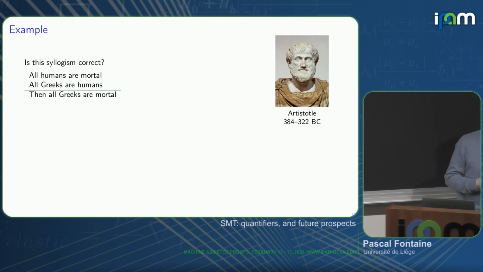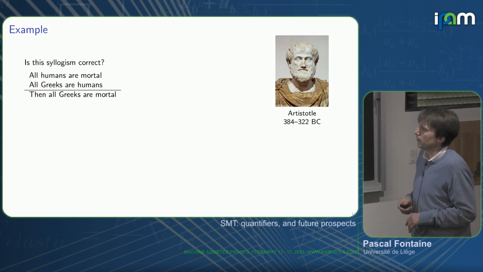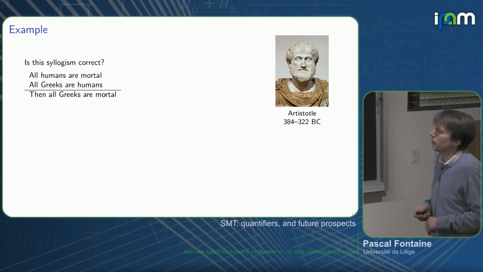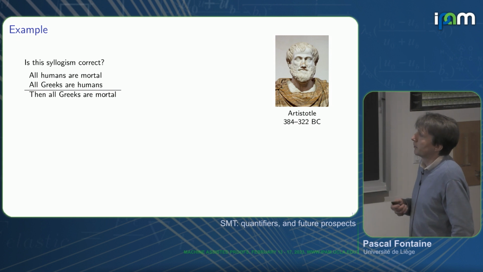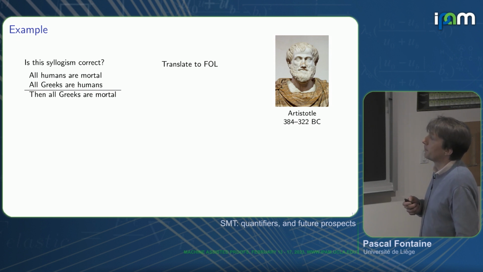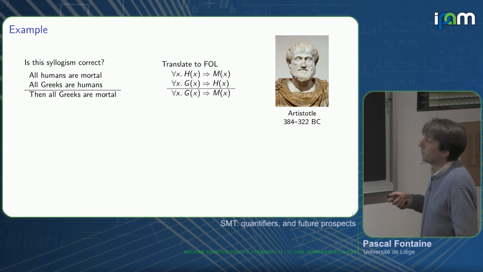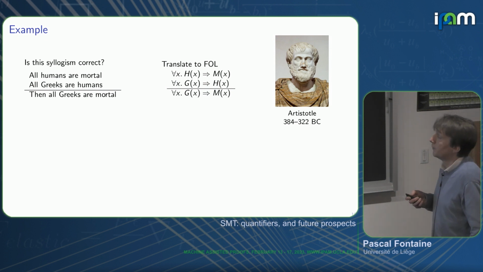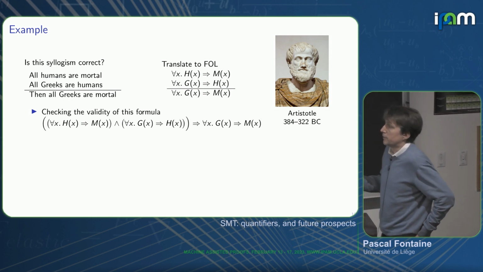Sorry if this is trivial for you, but so that we are on the same page, I will take a very small, easy example. We have this syllogism: all humans are mortals, all Greeks are humans, then all Greeks are mortal. You can translate that into first-order logic. All humans are mortals, all Greeks are humans, and this is what we have to prove: all Greeks are mortal. It boils down to checking the validity of this formula.